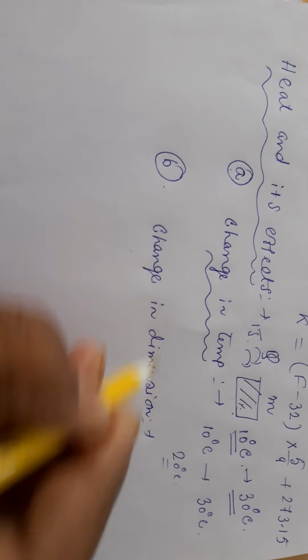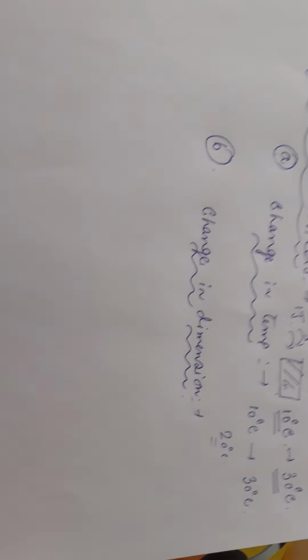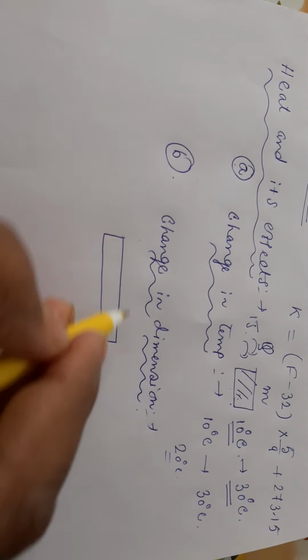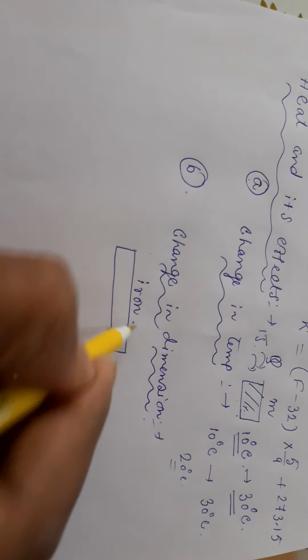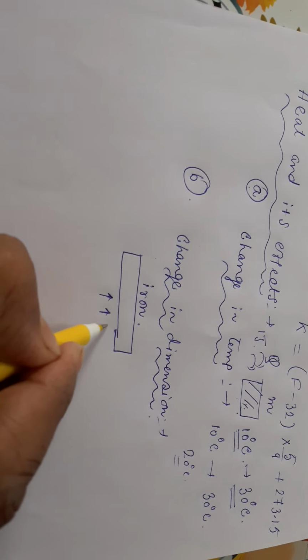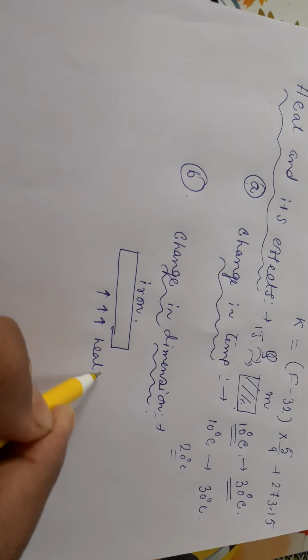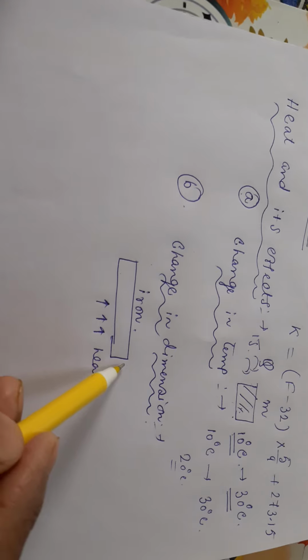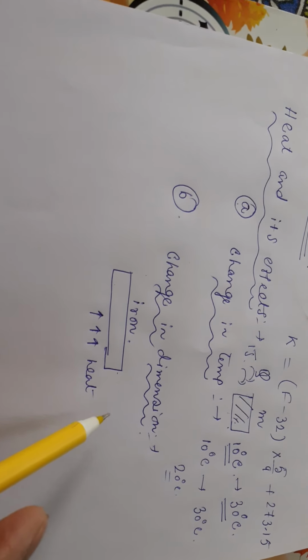How can heat change the dimension of a body? Suppose you take a piece of rod, maybe an iron rod, and you apply some amount of heat to the body. We know that the dimension will definitely change.